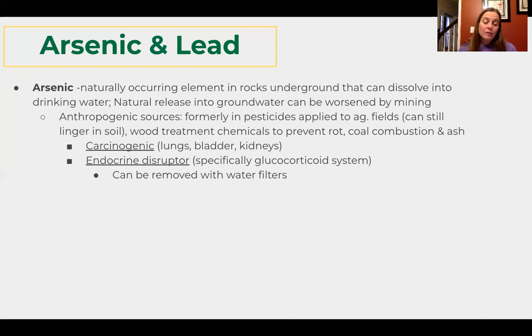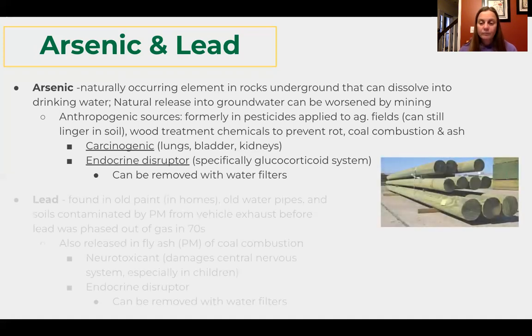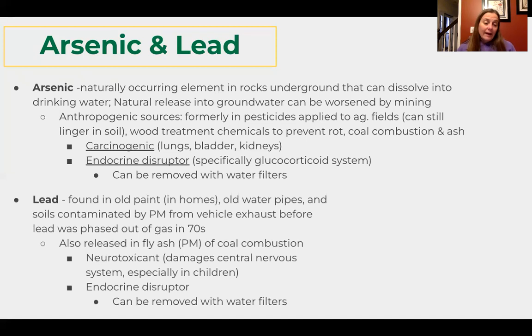So arsenic is known to be a carcinogen, contributes to lung cancers, bladder cancers, kidney cancers specifically. It is also an endocrine disruptor, specifically our body's ability to process sugar. It can be removed with water filters. So even something as simple as an activated charcoal filter, which is what we typically have as like Brita filters, or a reverse osmosis system will be able to remove arsenic from water.